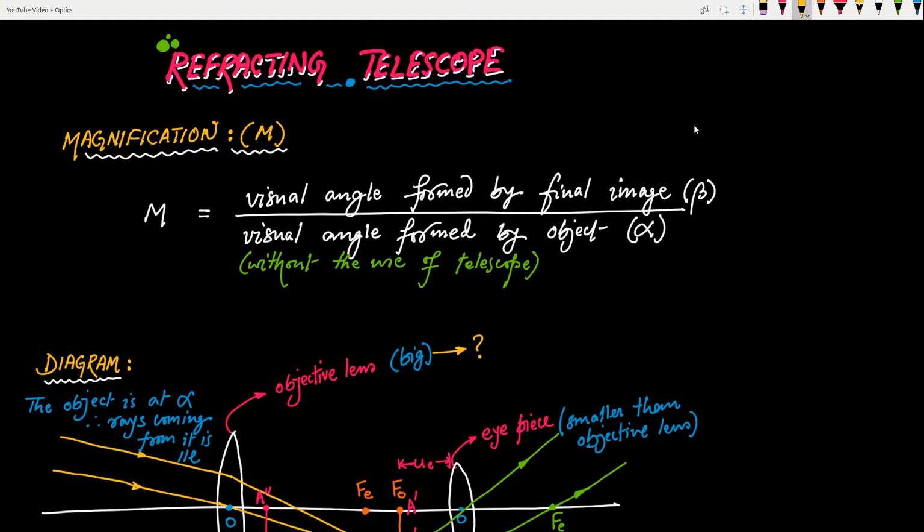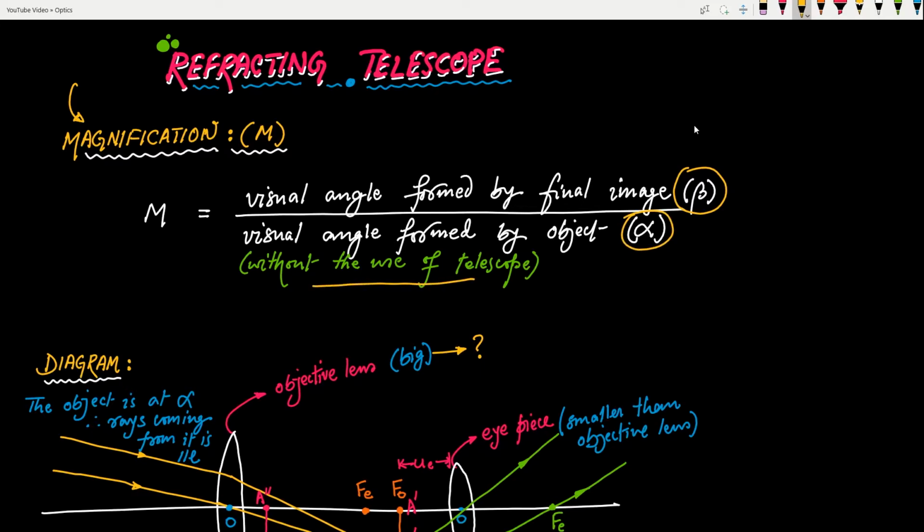Now let's look into our refracting telescope concept. The thing that we need to understand is magnification. So we'll be deriving this formula for magnification. We know magnification is equal to the visual angle formed by the final image, and we term that angle as beta. We have seen this in the simple microscope. I've explained this in detail. And it is divided by the visual angle formed by the object, and we take the visual angle formed by the object as alpha, without the use of a telescope.